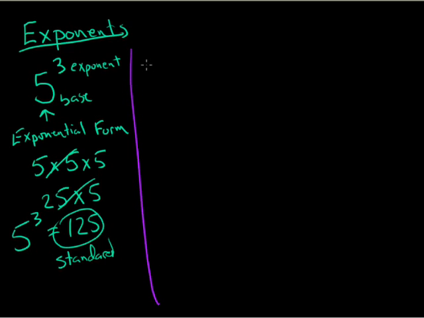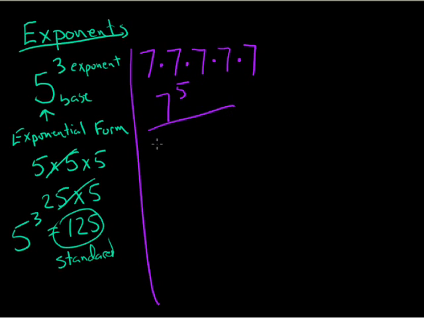So say you see 7, and you can also use a raised dot to represent multiplication. Say you see 7 written 5 times. That means 7 times 7 times 7 times 7 times 7. That means 7 is multiplied times itself 5 times. That would be the same as 7 to the 5th power.